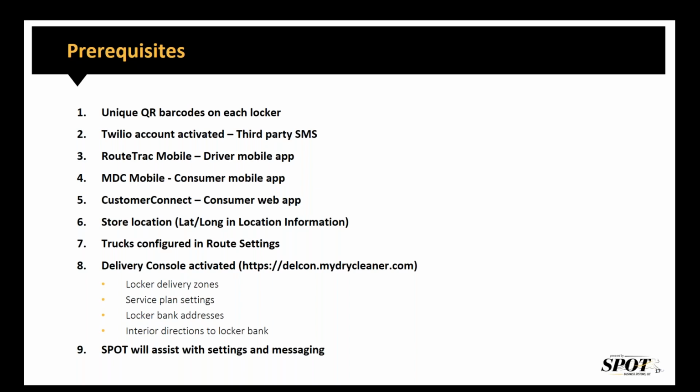Number 7, trucks configured in route settings. Some of this information you'll be able to also get from the RouteTrack webinar, where they'll walk you through what kind of stuff is required on the Spot side to be able to use RouteTrack Mobile correctly. This is what these are talking about. The trucks configured in route settings just means that you need to have that enabled to be able to load a manifest and use RouteTrack in general. Number 8, Delivery Console activated. And don't forget, Delivery Console is free with any RouteTrack Mobile subscription, so you don't need to purchase that anywhere.